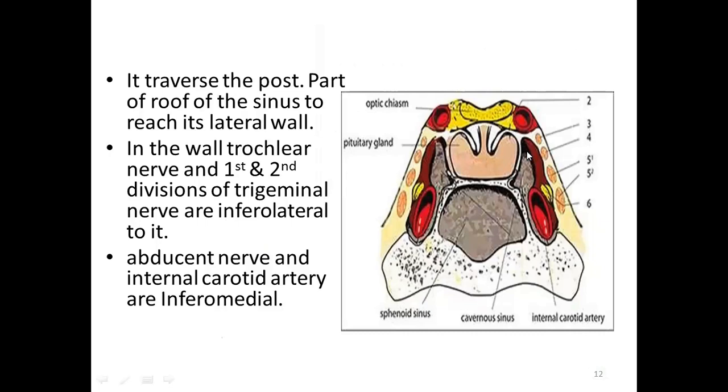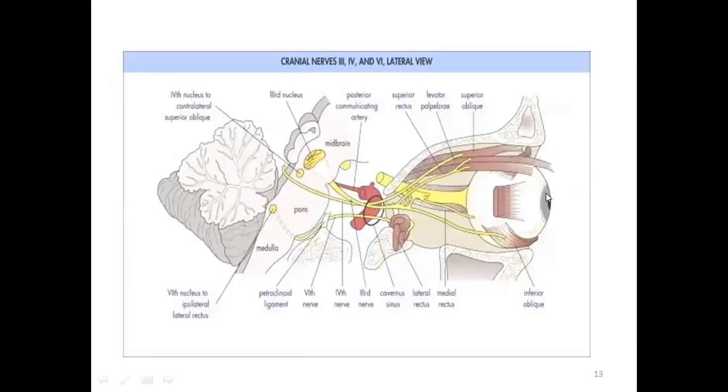In the wall, the trochlear nerve and the first and second divisions of the trigeminal nerve are inferolateral to it. You can find this is the third cranial nerve. This is the fourth cranial nerve. This is the cavernous sinus. The adjacent nerve and the internal carotid artery are also inferomedial to it. And this is the sixth cranial nerve.